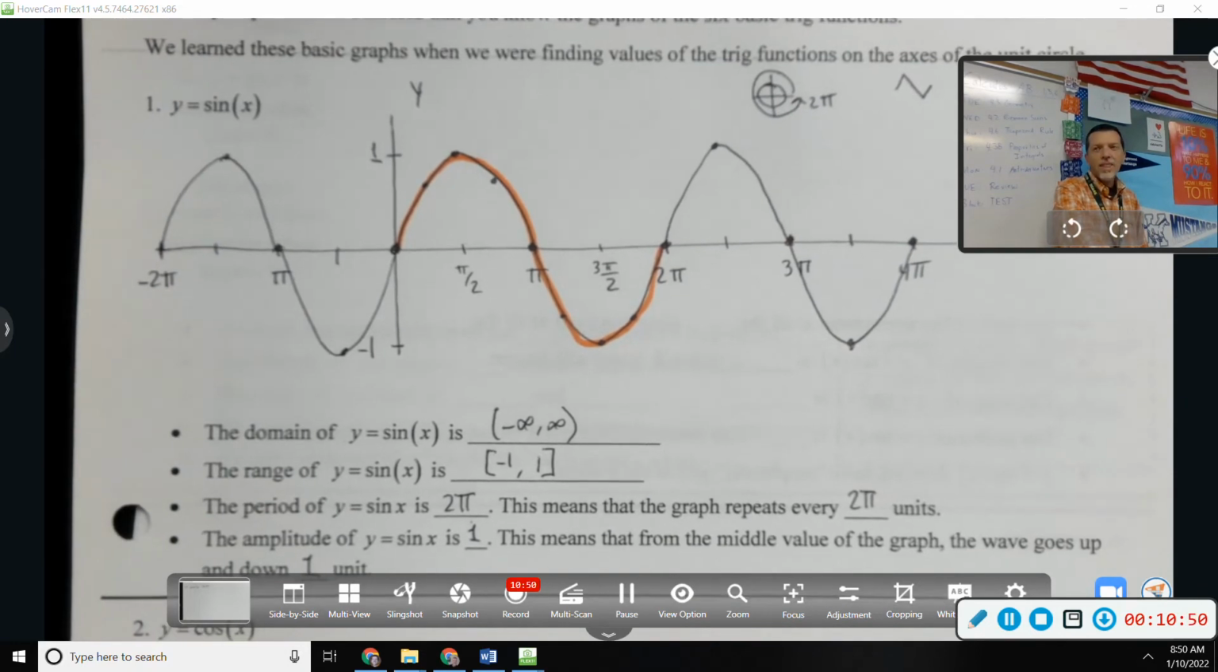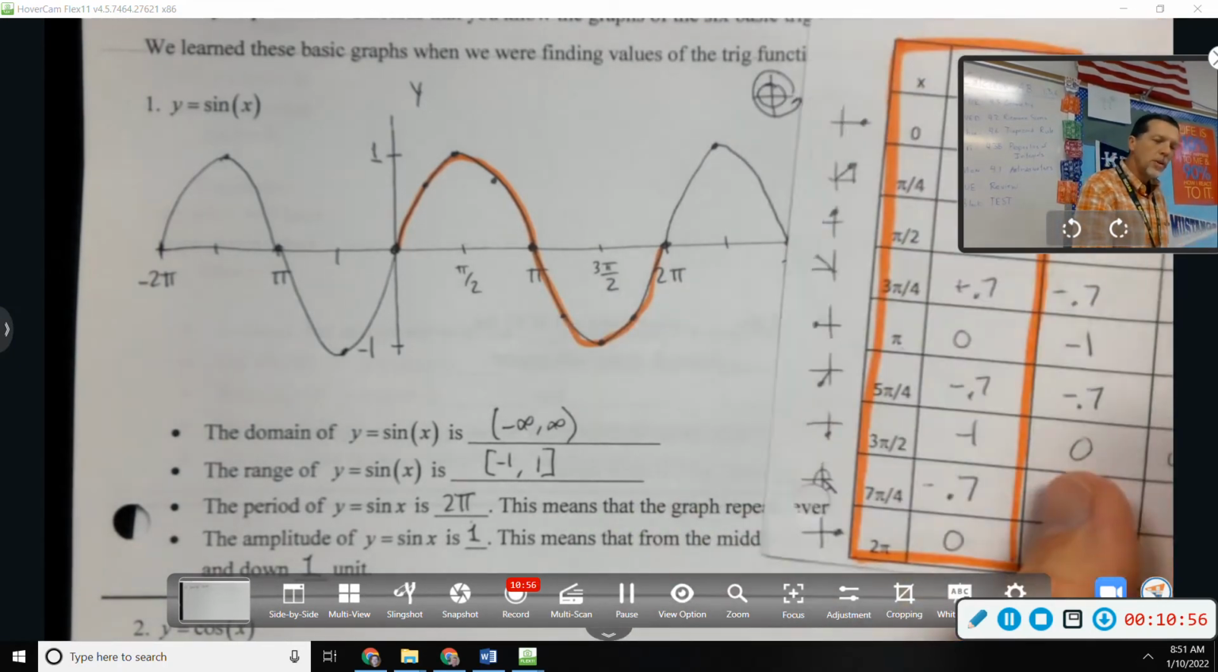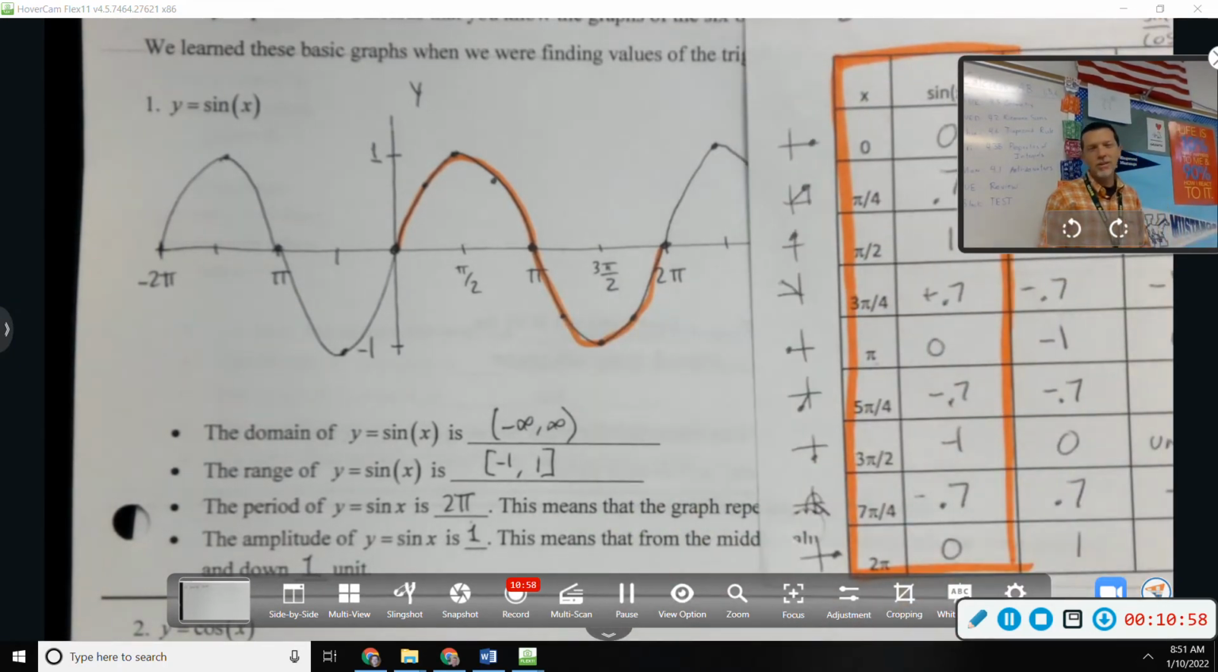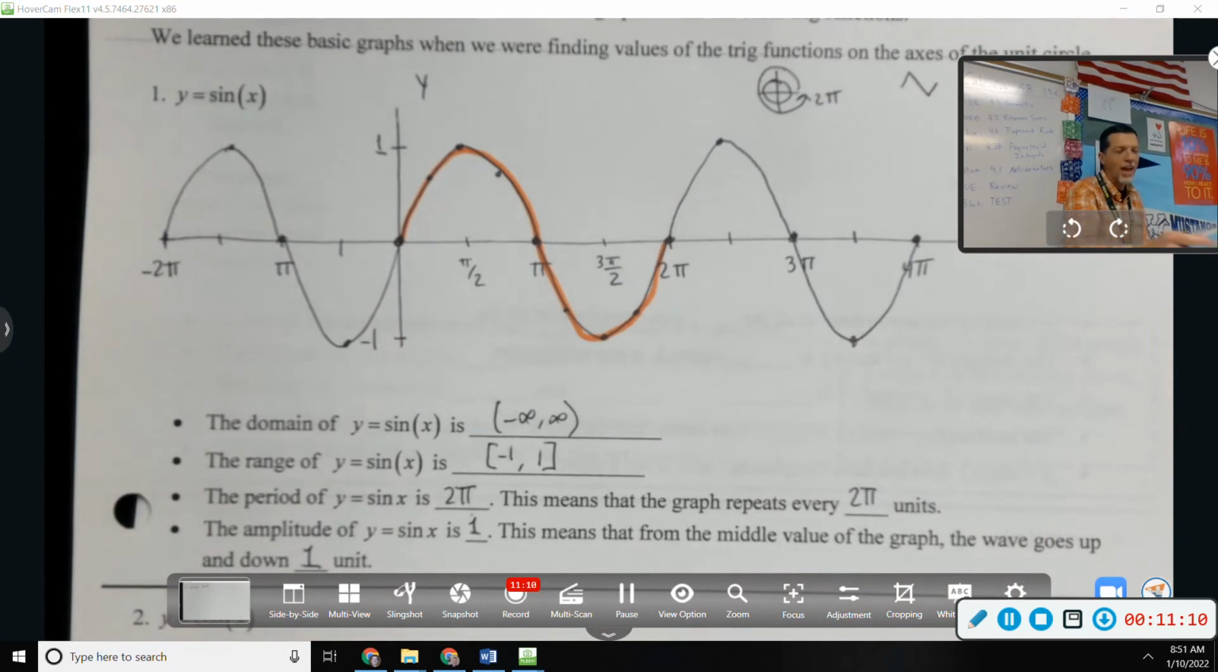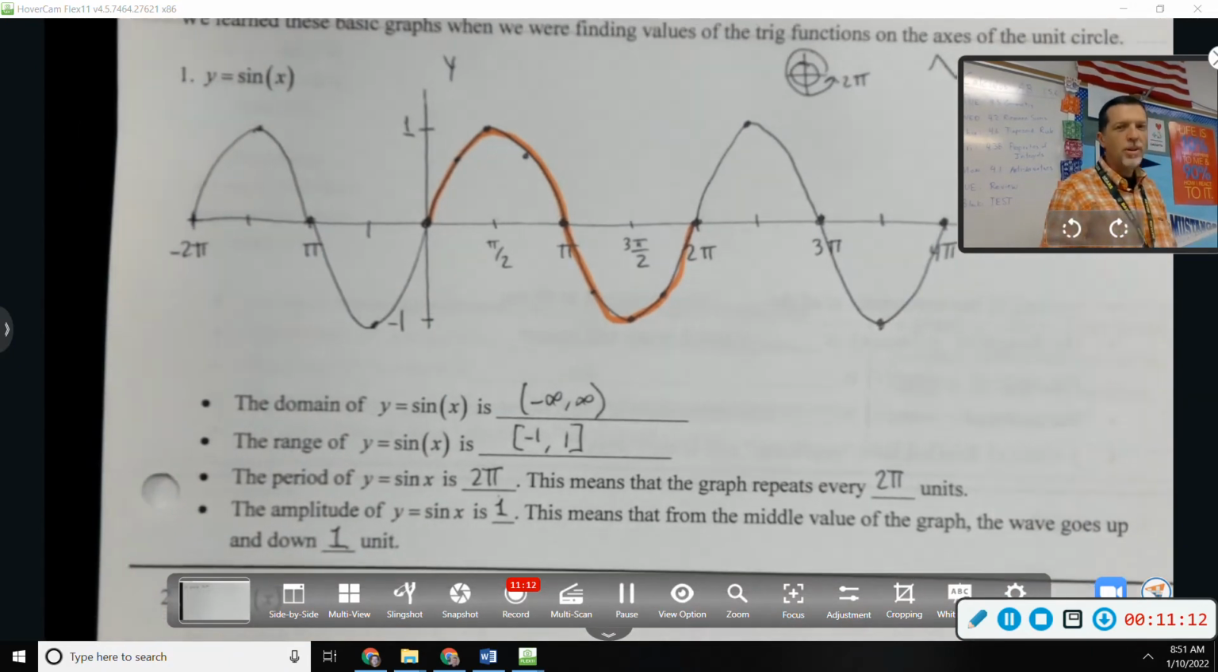Okay, that's a super important graph you need to know. Now, do you memorize the graph? Do you build it from the table? I wouldn't build it from the table every time. I would hold off on deciding how you want to memorize it because it's going to look a lot like cosine, and you're going to get the hang of these. But you are going to have to know what that graph looks like.